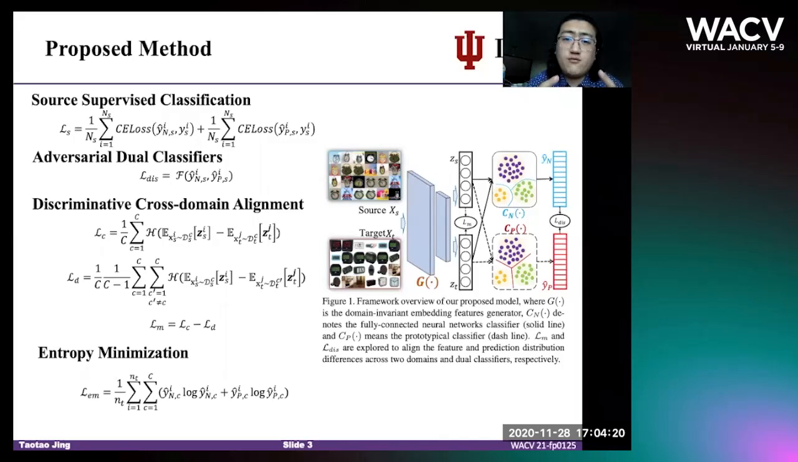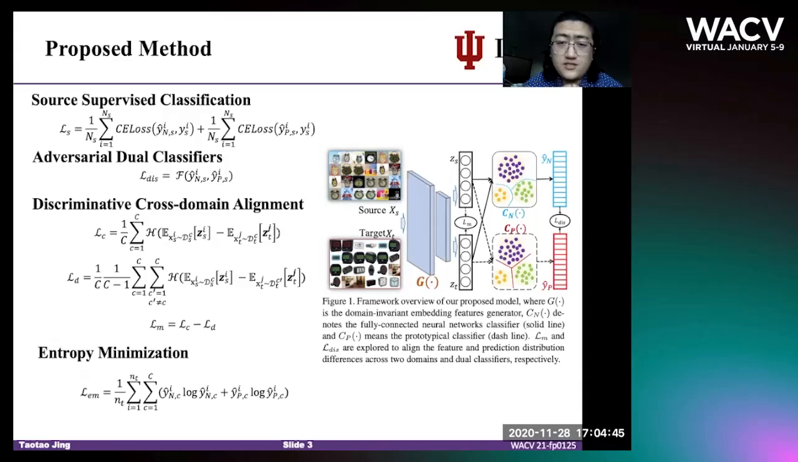Now let's talk about our framework. Our framework includes 3 modules. The first one is the feature generator. The source and target domain data have different distributions. So the feature generator aims to map the source and target domain data into a shared domain invariant latent space.